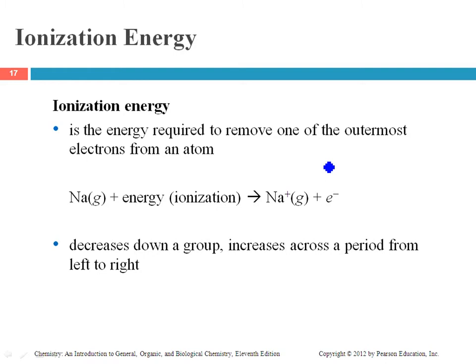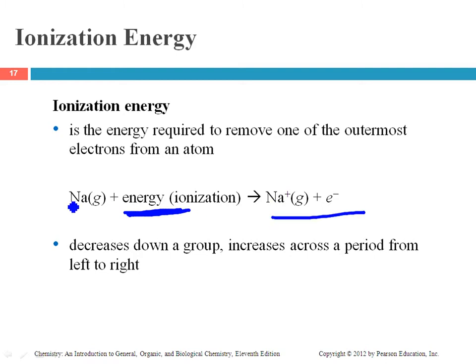So our third trend, so we've talked about valence electrons is equal to the group number. We've talked about atomic radius. So as we move across the periodic table, we decrease in size, and as we move down, we increase. Now we're going to talk about ionization energy. Okay, this is the energy required to remove one of the outermost electrons from an atom. So how much energy does it take to take away an electron?